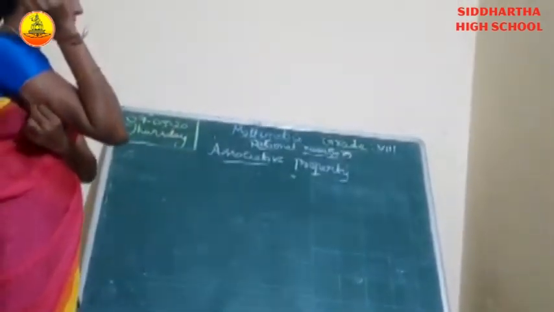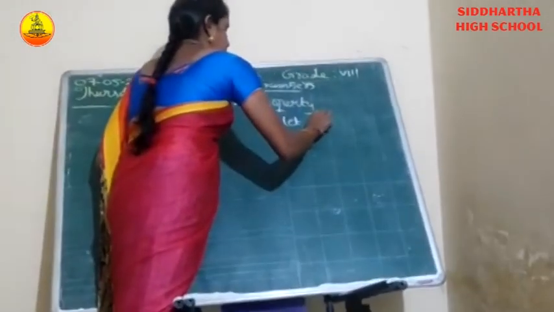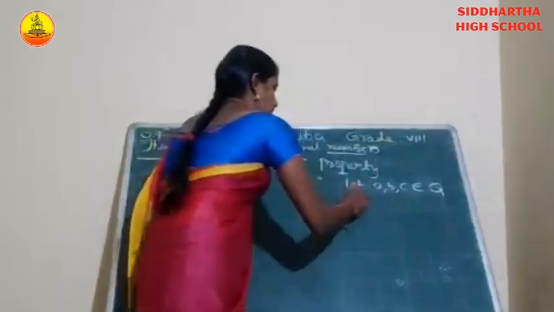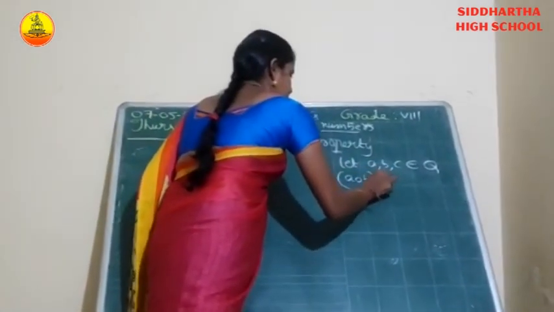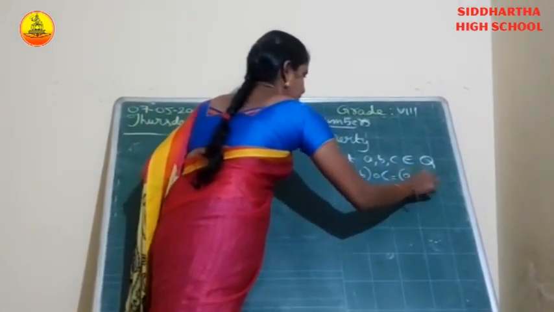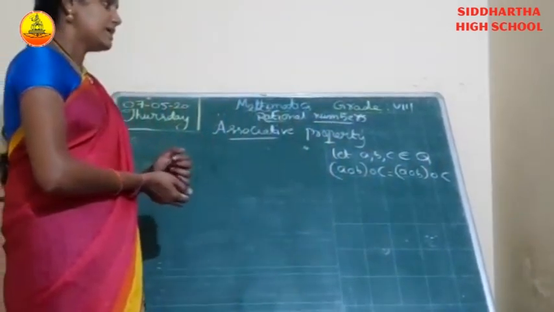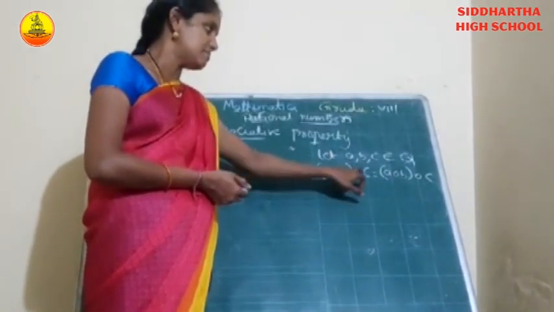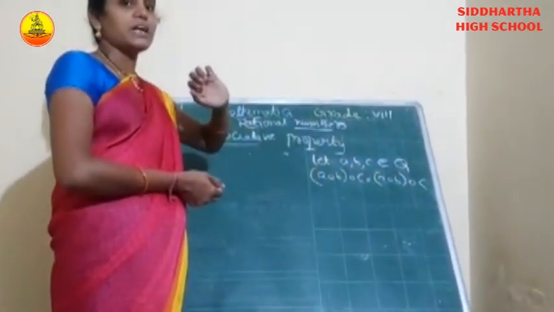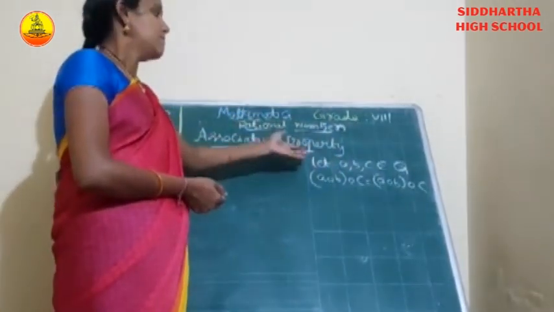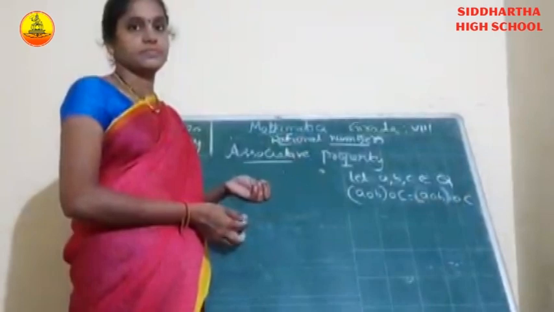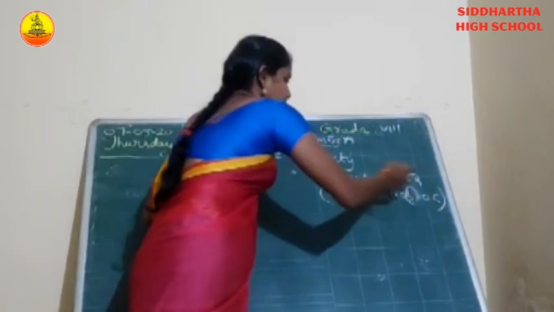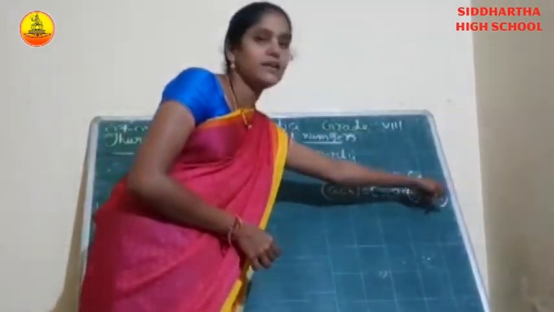So what is associative property? Here I will write. Let A comma B comma C. Here we are taking 3 rational numbers. A circle B circle C is equal to A circle B circle C. That means in the place of the circle we will keep the operation. If you are doing addition, you have to keep plus. If you are doing subtraction, we have to keep minus. If you are doing multiplication, we have to keep into. Okay, sorry. Here the brackets are for the second and third, not for A and B, but for B and C. Okay.